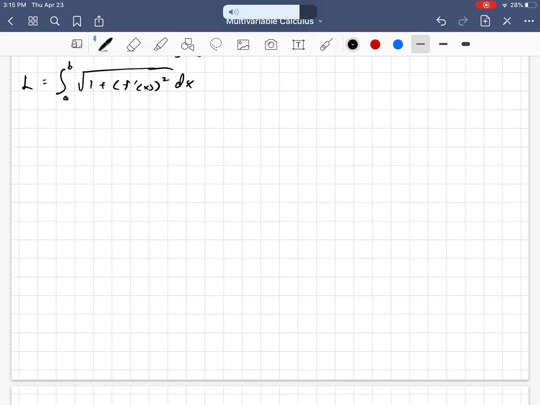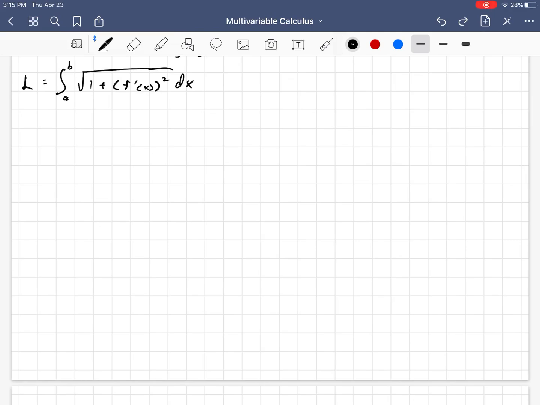In Calc 1 or Calc 2, you're probably familiar with this formula: the integral from a to b of the square root of 1 plus f prime of x squared dx. That's the length of arc of a curve f of x from a to b. And now I want to tell you that that formula is just a special case of a more general formula.